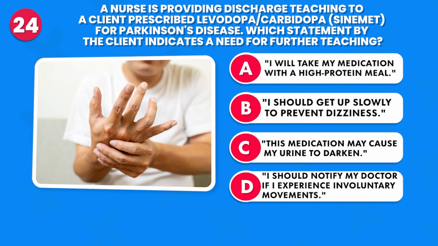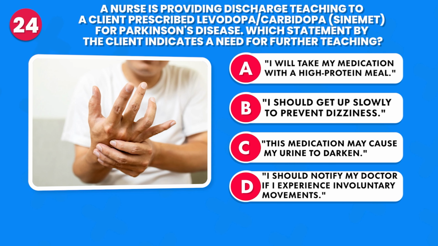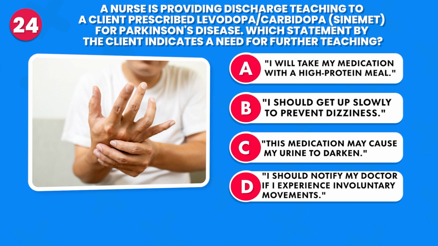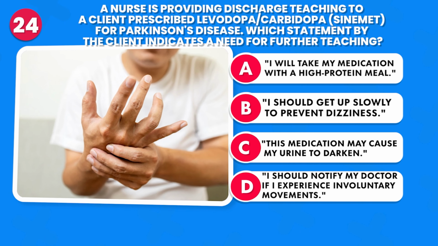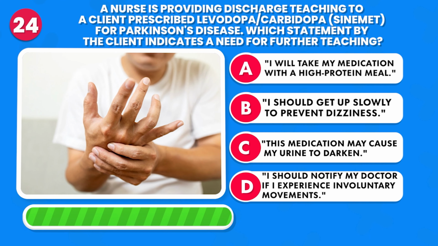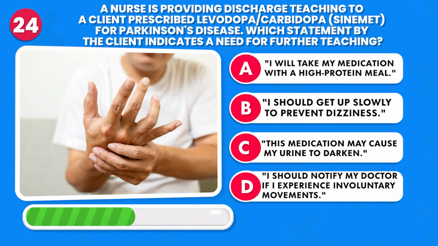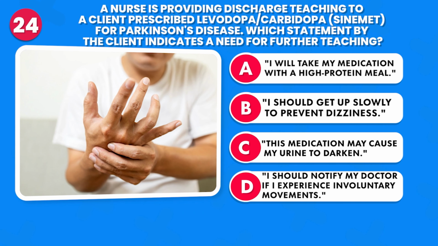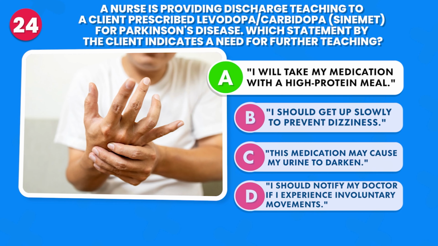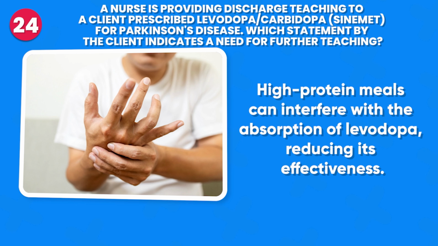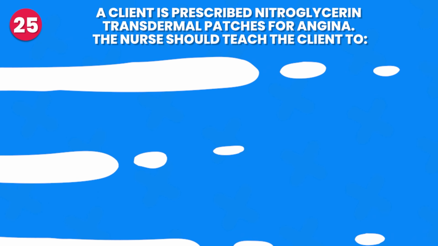A nurse is providing discharge teaching to a client prescribed levodopa carbidopa, Sinemet, for Parkinson's disease. Which statement by the client indicates a need for further teaching? A. I will take my medication with a high-protein meal. B. I should get up slowly to prevent dizziness. C. This medication may cause my urine to darken. D. I should notify my doctor if I experience involuntary movements. It's A. High-protein meals can interfere with the absorption of levodopa, reducing its effectiveness.